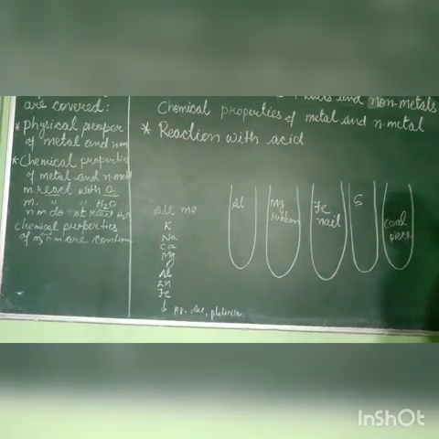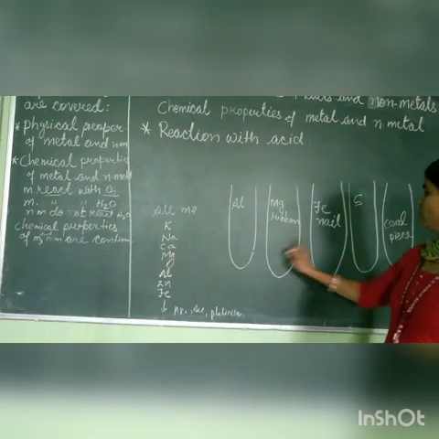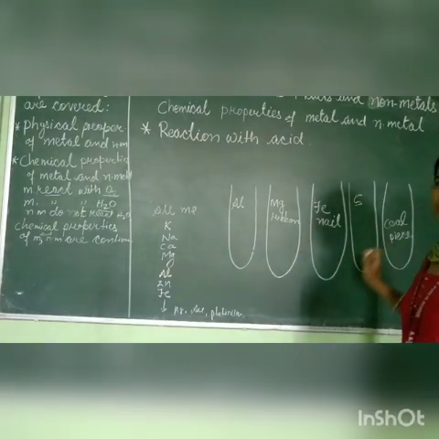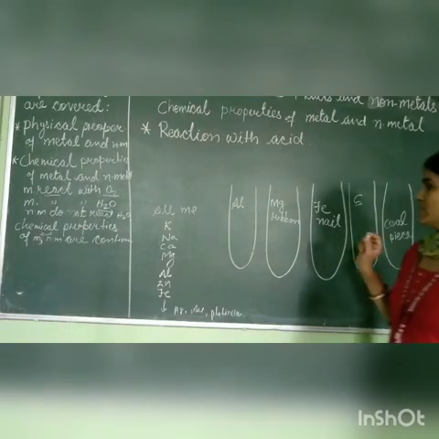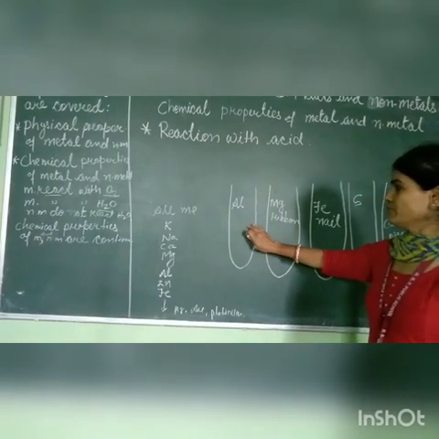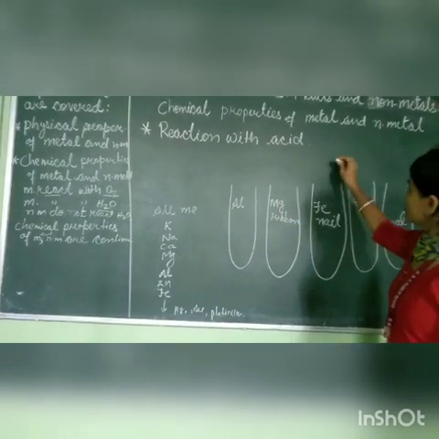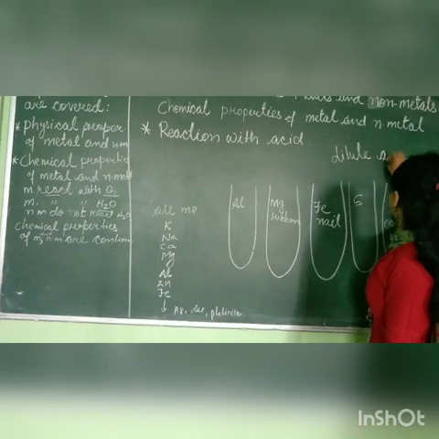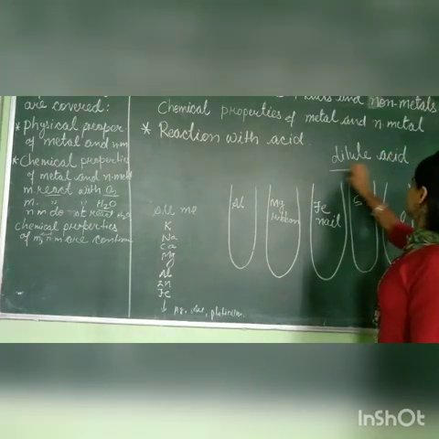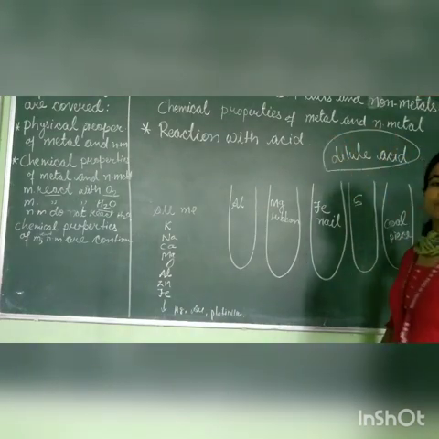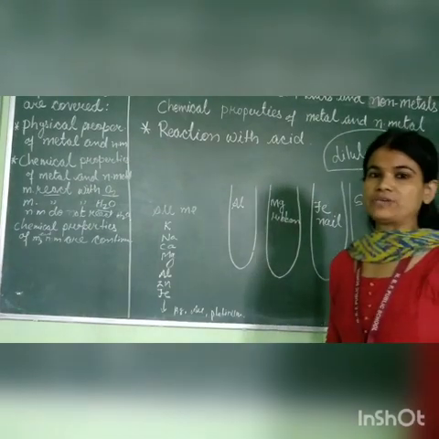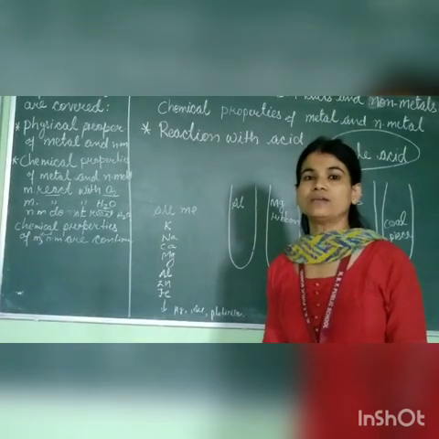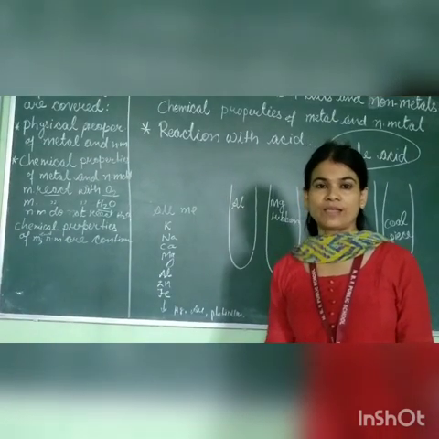I have taken 1, 2, 3, 4, 5 tubes, and all 5 tubes are filled with the metals and non-metals. Which metals and non-metals are reactive with acid? We will put some dilute acid. Dilute acid means acid which is not fully concentrated, it is mixed with water. When the acid mixes with water, it is known as dilute acid.